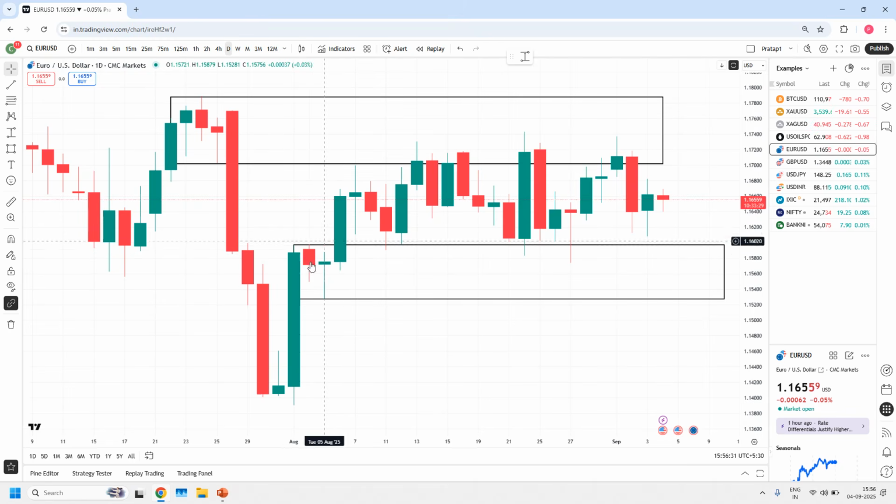Because it moved up, we are confirming this balanced area as a demand zone. And this is the area where institutional buy orders will be. What kind of buy orders? Unfilled buy orders. Unfilled buy orders means the buy orders that are not yet executed. They are the pending orders. And next time prices enter this area again, these unfilled buy orders push the prices up again.